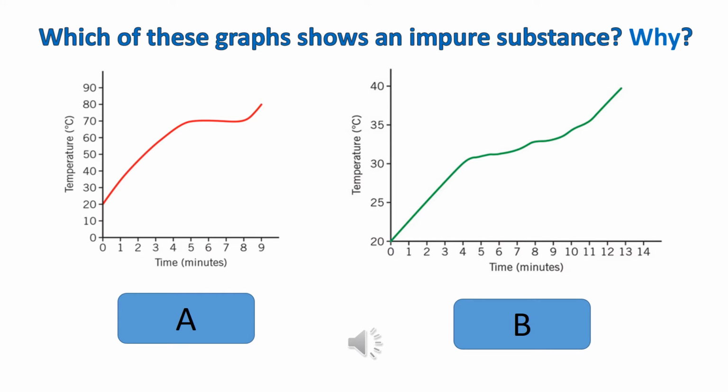All right, year 9. So on this slide, I want you to identify which of these graphs shows an impure substance and why. So look at these 2 different types of graphs carefully and identify the one that is an impure substance. And you can even write down some sentence to explain the reason for that. So once you have done that, you can check your answer on the following slide.